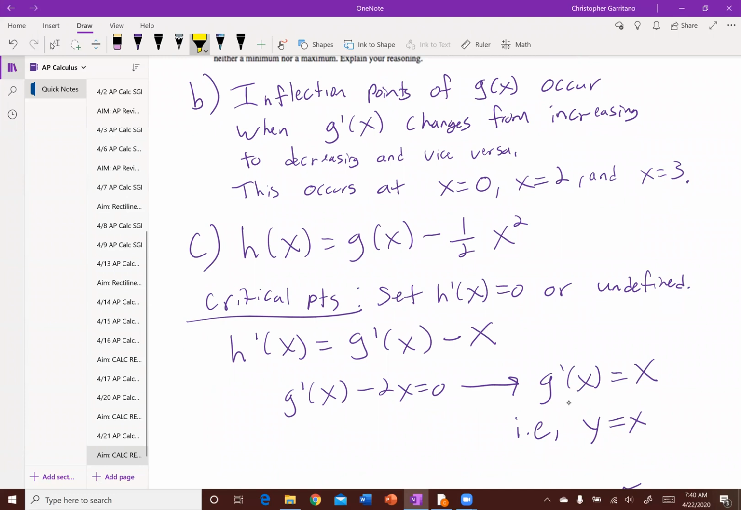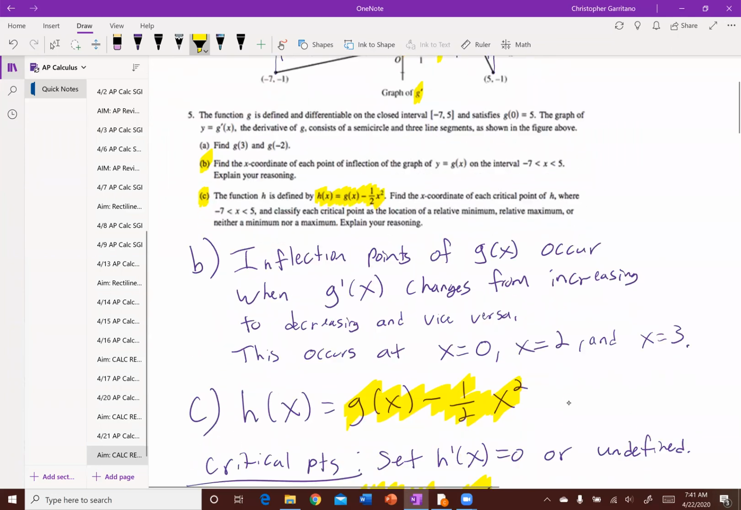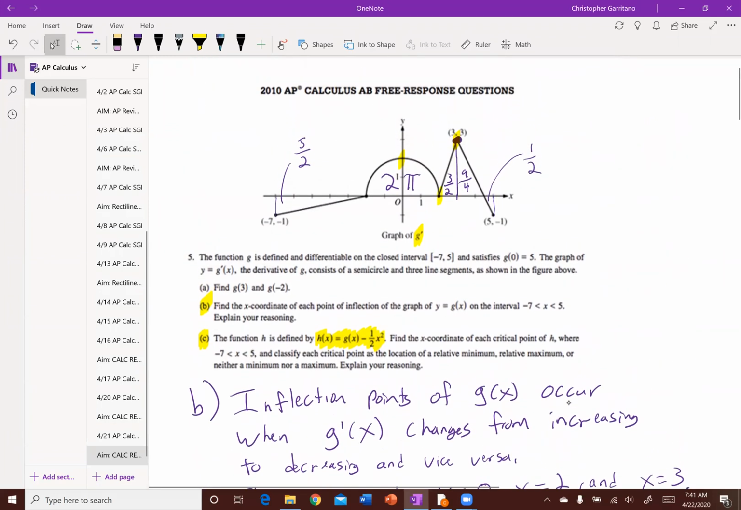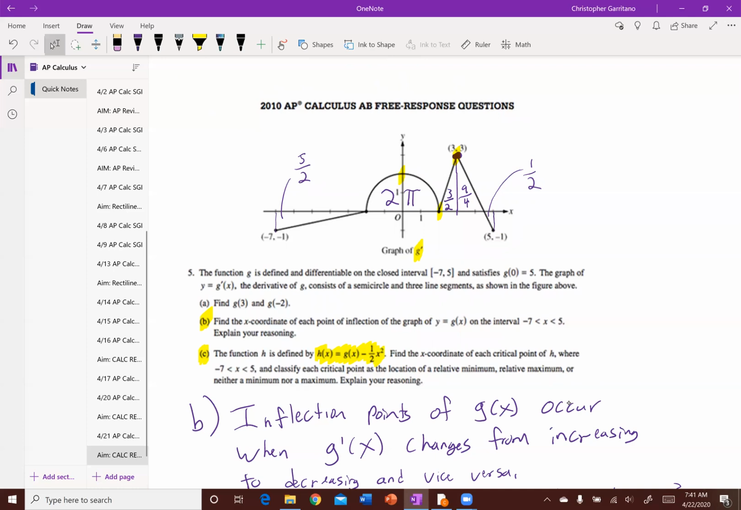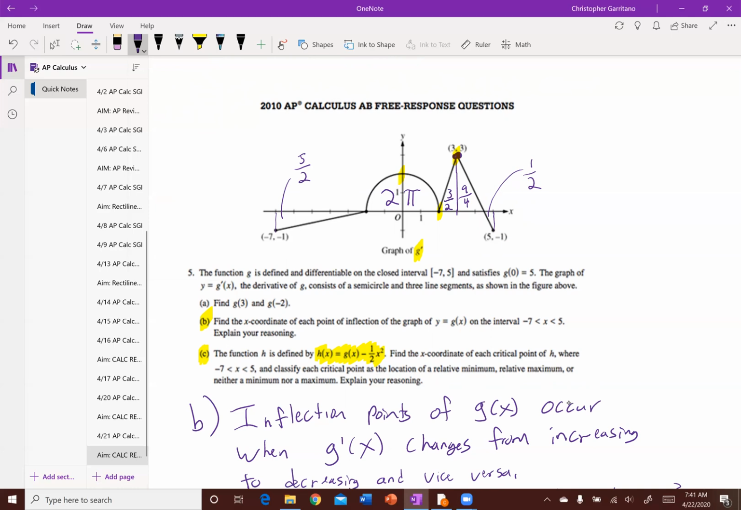Well, h of x is g of x -1/2 x squared. Well, when I differentiate that, I get that h prime of x is equal to g prime of x minus x. So that's what I'm going to set equal to 0 right here. And I can rearrange this equation algebraically to say that g prime of x is equal to x. And as you might notice, this is the graph of g prime. So this equation, g prime of x equal to x, is the same thing as saying, where is y equal to x on this curve? Where is y equal to x on this curve? Well, there's one point that jumps out right at us, and that's when x equals 3, you can see that y equals 3.